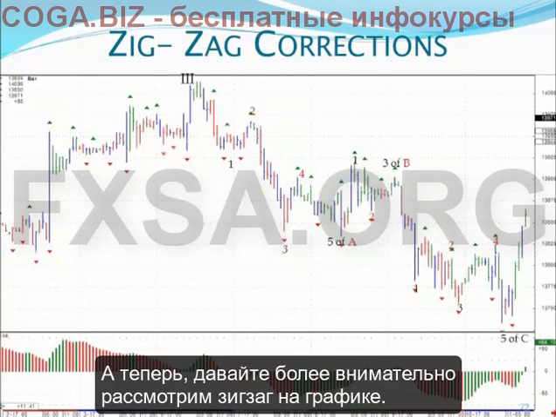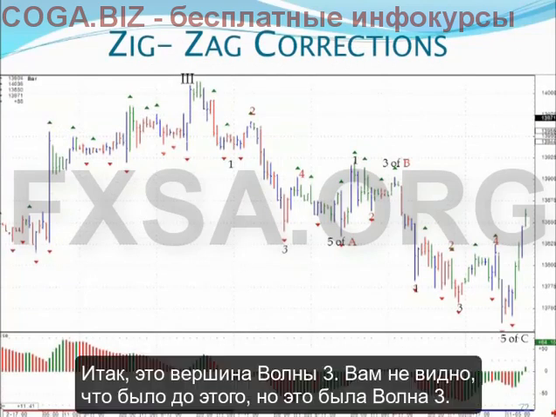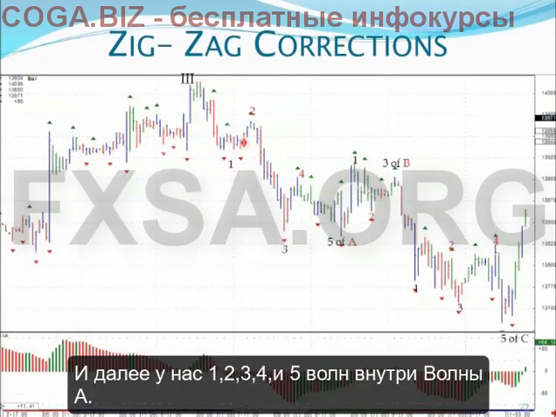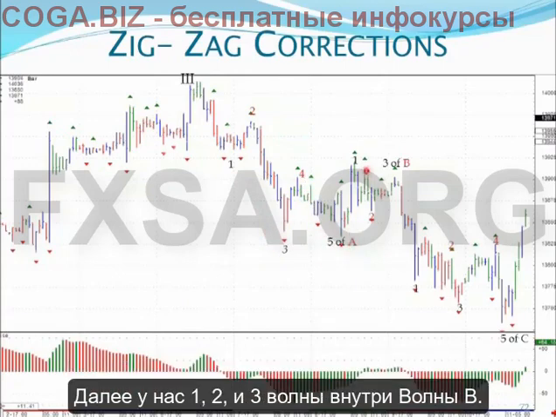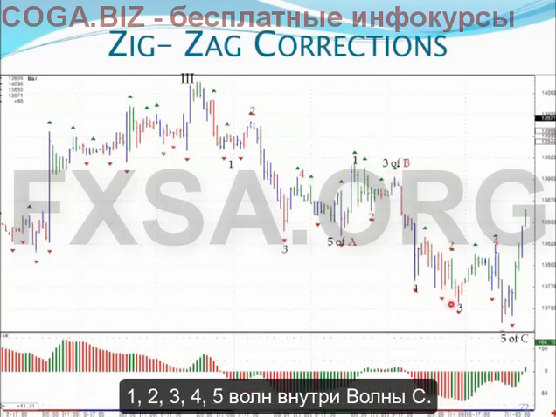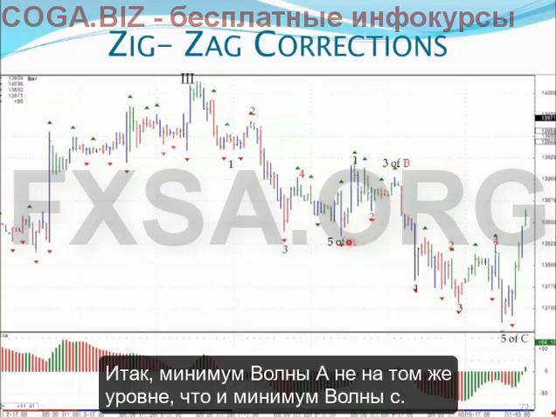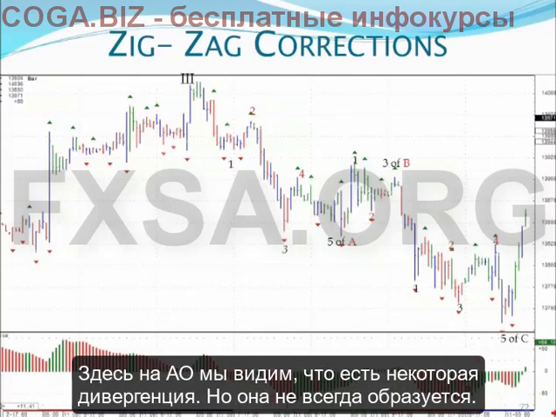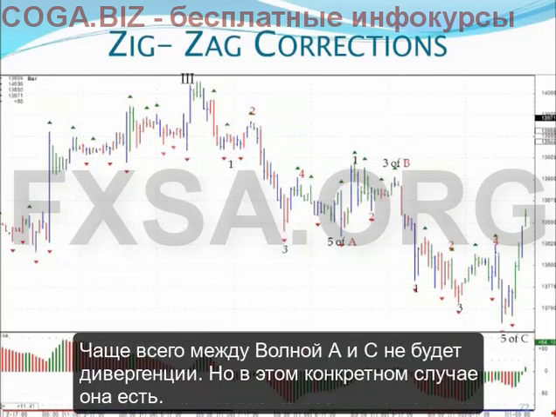Now let's take a look at a zigzag a little closer on a chart. If this was the top of our third wave, and you can't see previously, but that was a third wave, we have a 1, 2, 3, 4, and 5 waves of wave A. We have 1, 2, and 3 waves of B, and 1, 2, 3, 4, 5 waves of wave C. So the low of wave A is not as low as wave C. We see here on the AO there is some divergence, but that's not always created. Many times there won't be divergence between wave A and wave C. In this particular case, there is.